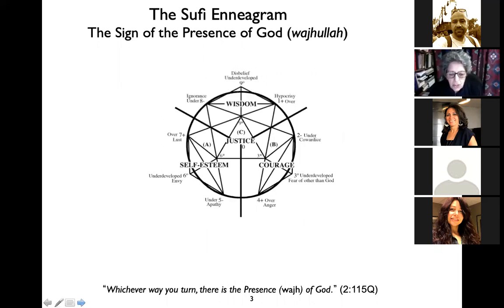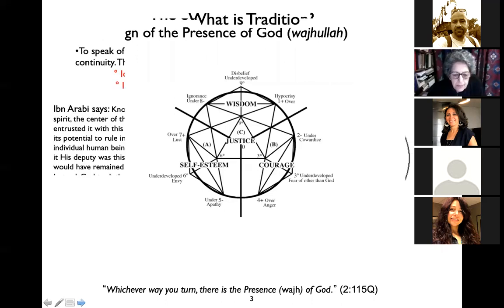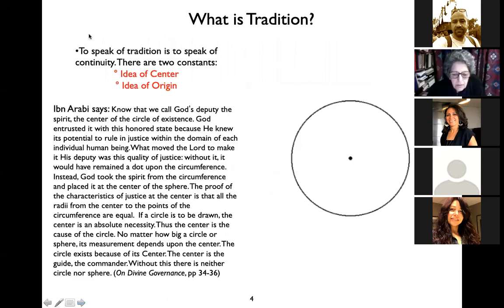So the sign of the presence of God is these 9 points on the Sufi Enneagram. 3, 6, and 9 are off of the circumference because they're showing a lack in quality. So it's called underdeveloped or overdeveloped. And the goal was to center ourselves in the virtues, the 4 cardinal virtues.